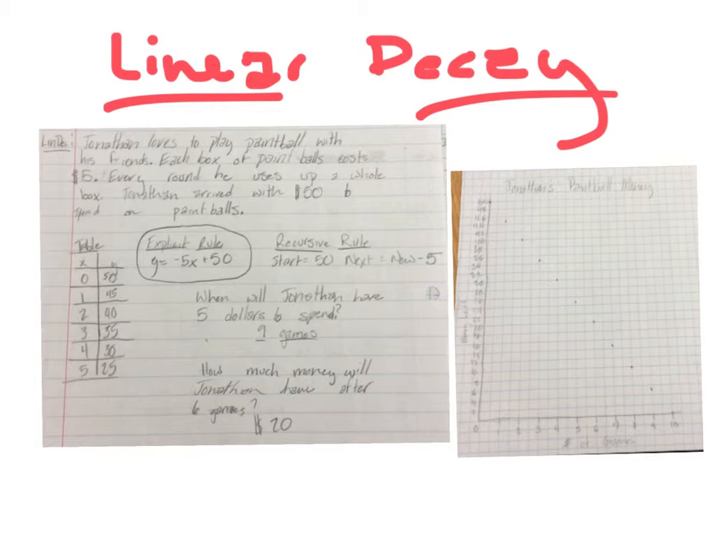The first question is, when will Jonathan have $5 to spend? And the answer would be 9 games, because if you go up to 5 and over to 9, you'll see that there's a dot there on the line.